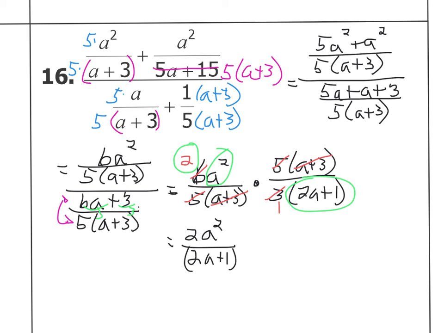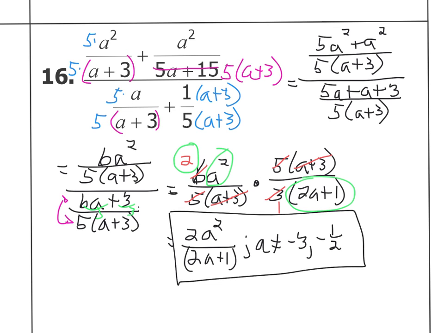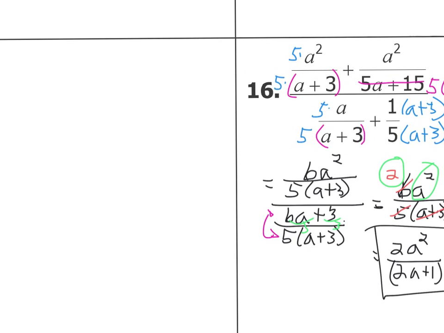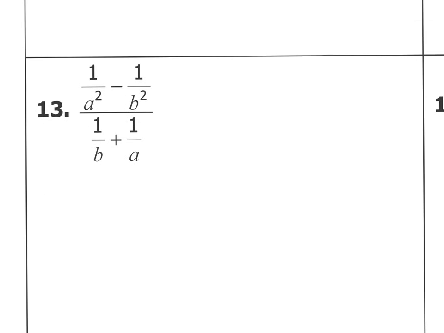Now, we can look at restrictions. So if we look at the restriction here, a plus 3, if you set that not equal to 0, you would subtract 3. So a cannot equal a negative 3, comma. And then if you set this not equal to 0, you would subtract a 1 and divide by 2. So a cannot equal a negative 1/2. Done.